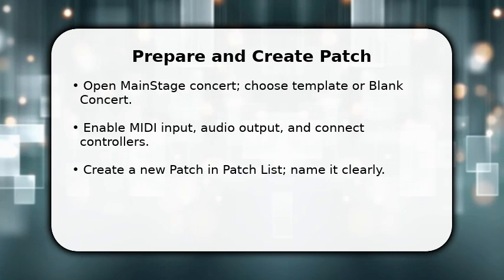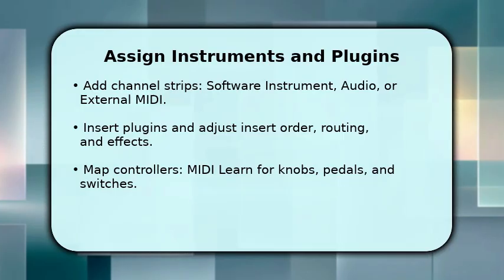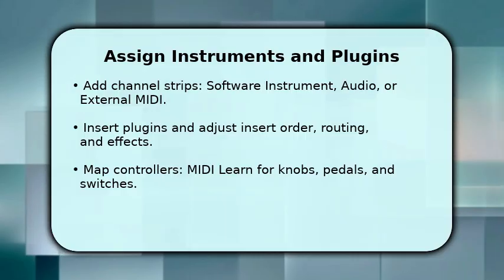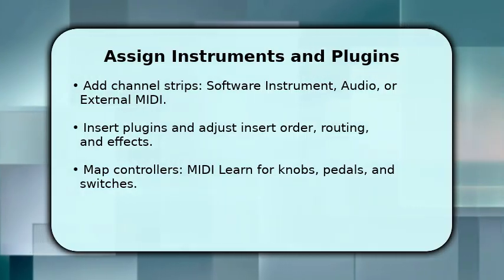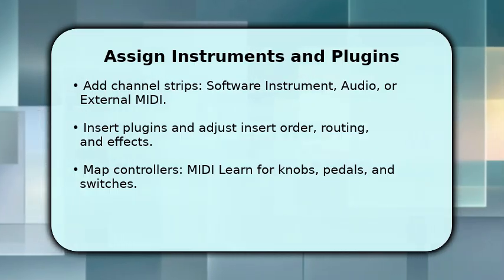Next, add a channel strip for the sound you want. Pick software instrument for synths or audio for recorded inputs. Then insert and order plugins, sampler, amp, EQ, because order affects tone and CPU usage. Route outputs so mono/stereo and aux sends behave predictably.